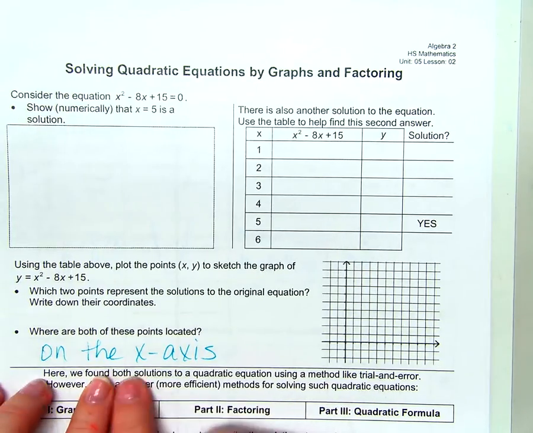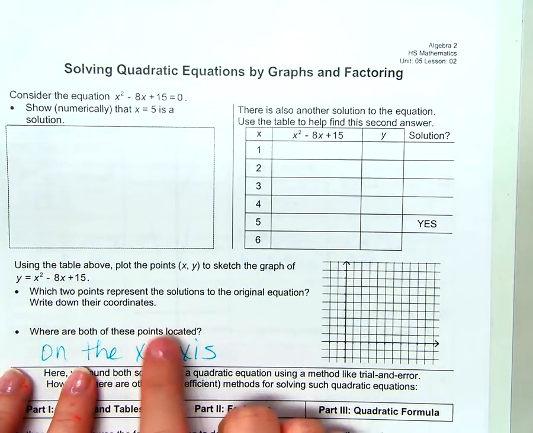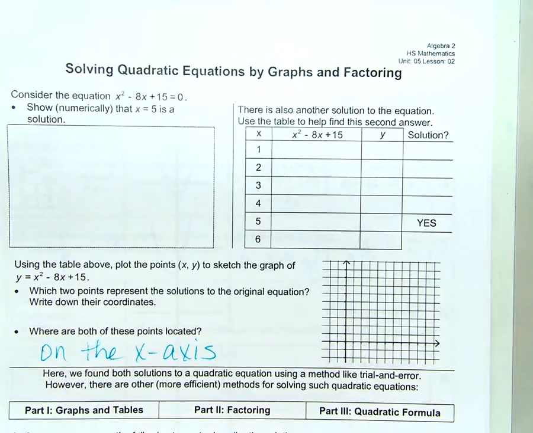X-intercept, right? We wrote it on the front of our page. The points that we care about are located on the x-axis, called the x-intercepts. Where those x-intercepts were are the solutions to that quadratic equation, right?